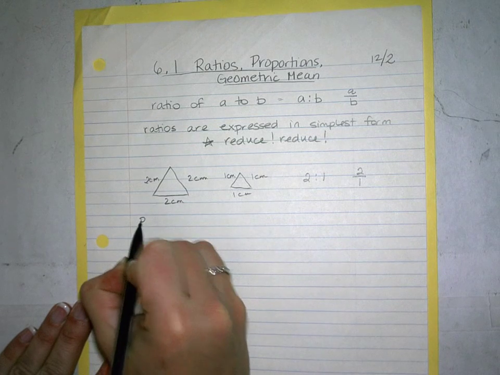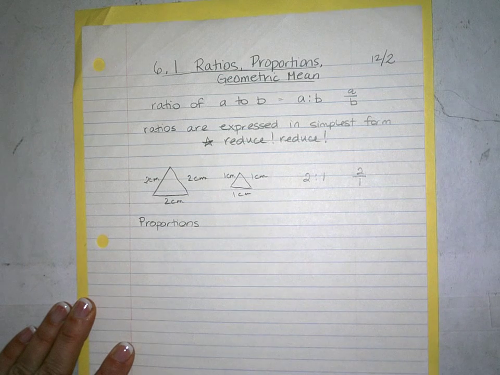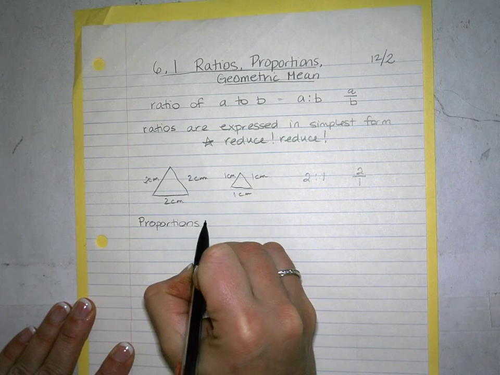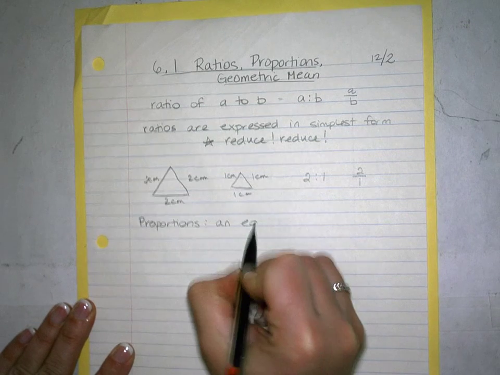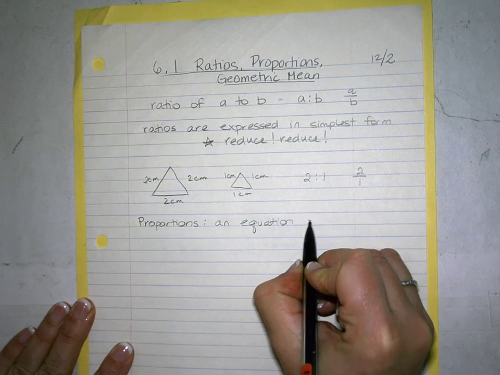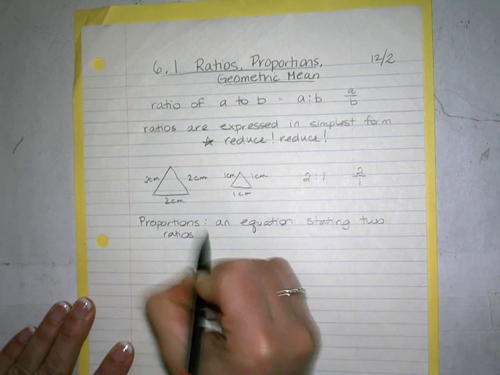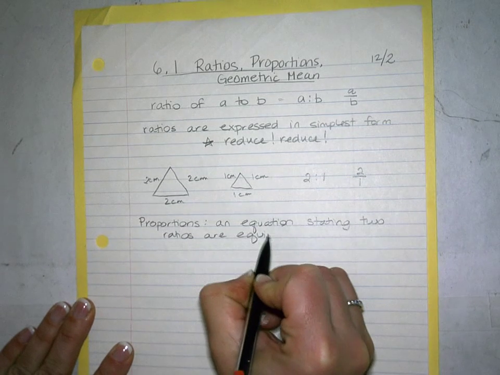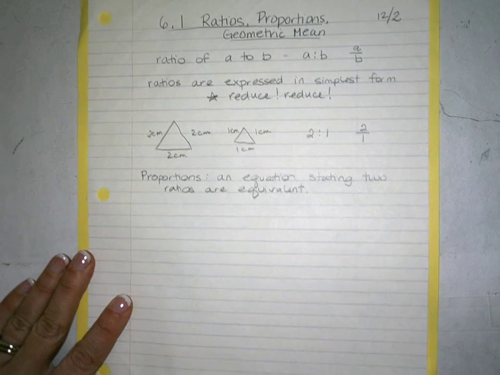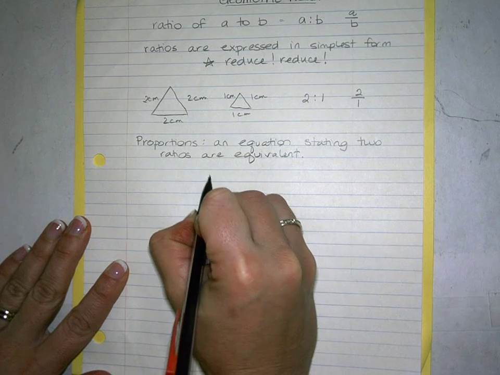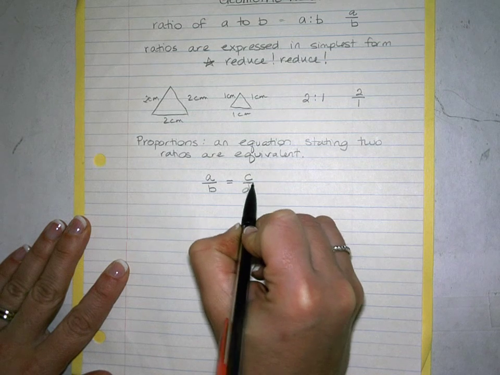Proportions. A lot of students mix up ratios versus proportions. Proportions are just an equation saying that two ratios are equal. So a proportion is an equation stating two ratios are equivalent. Let's use a math word: equivalent or equal. So a lot of times we see that as something looking like A over B equals C over D.